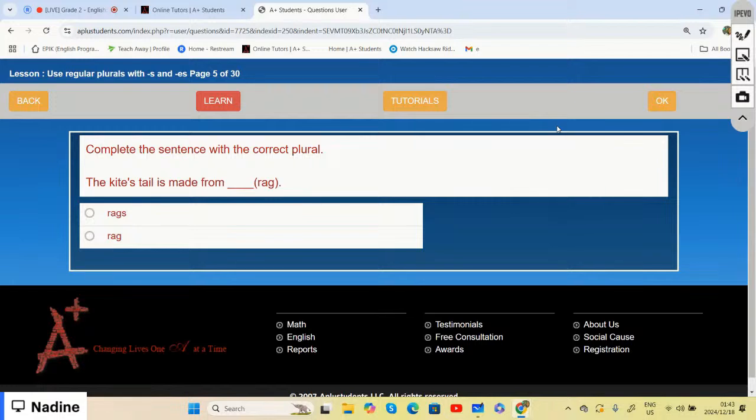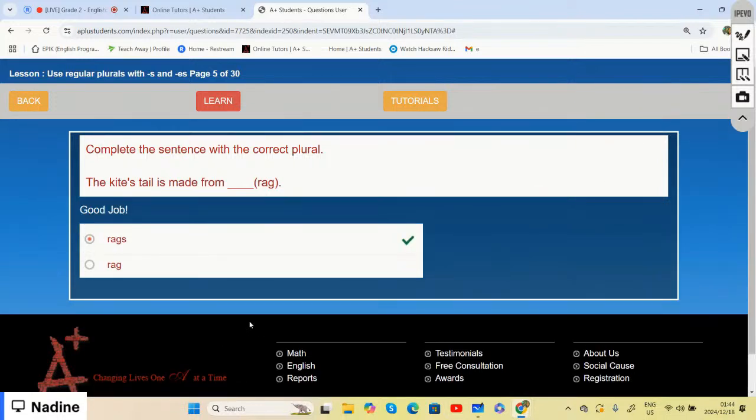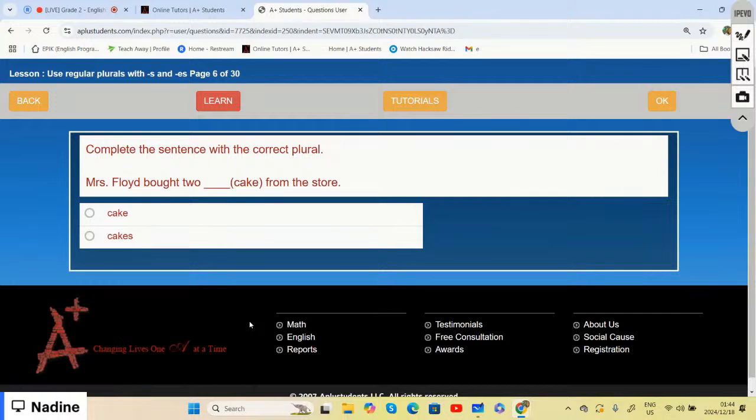And if we were to select the correct plural form of that word, because one rag, but more than one, we'll say rags. Right? So the kite's tail is made from rags. Yes, well done. Rags is correct.